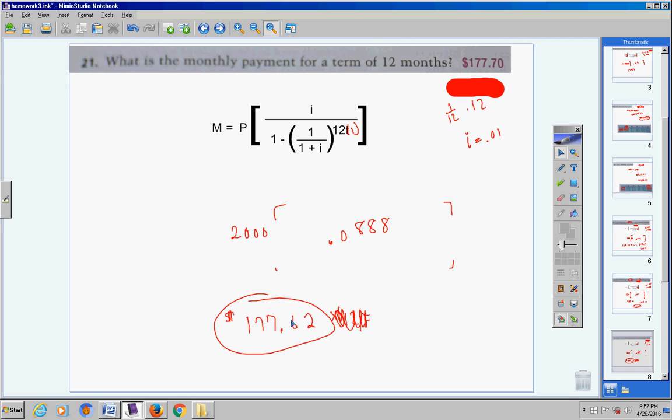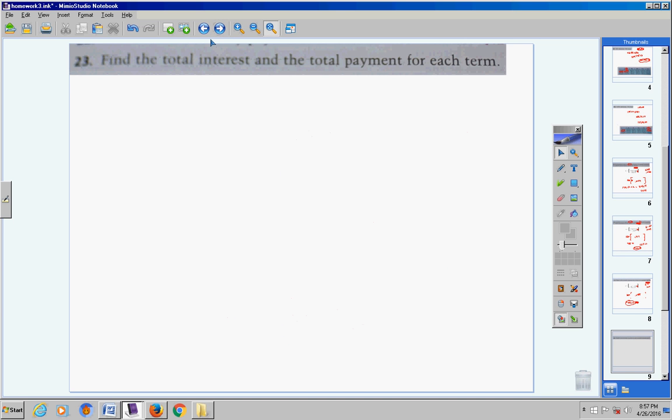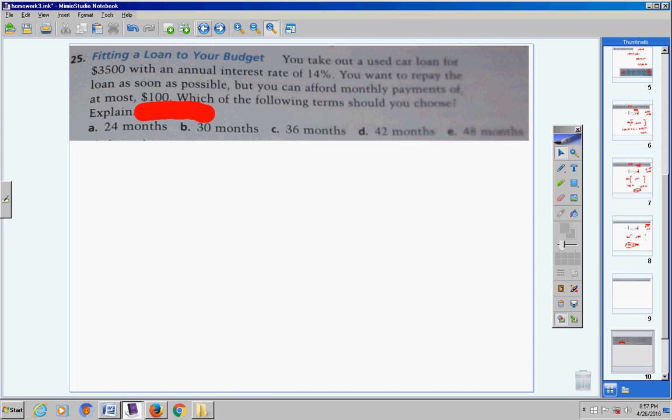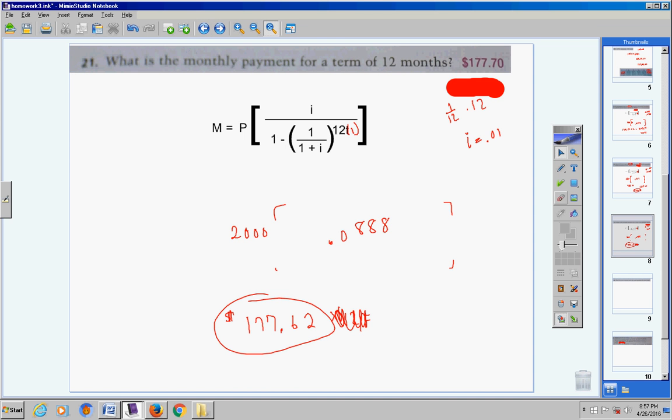Alright, number 23. Number 23 says find the total interest and total payment for each term. When it says each term, that means for numbers 21 and 22. Well, guys, we didn't do 22, so I'm not worried about that one, but 23 wants me to go back to 21 and find the total interest and the total payment, so I can do that. Here we go. Let's go back to 21.